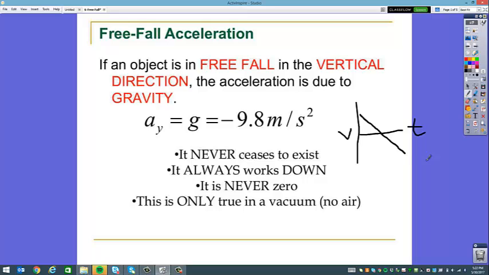And lastly, this is only true in a vacuum, so where there's no air resistance. The nice thing for y'all is that in all of our examples, we're assuming everything is in a vacuum. There's no air resistance, so just keep that in mind.